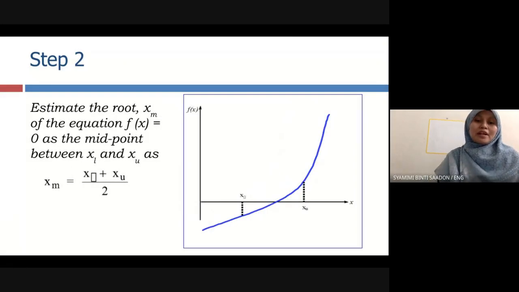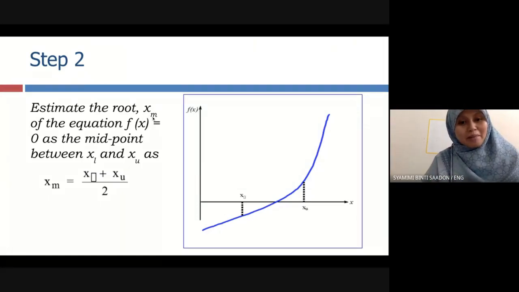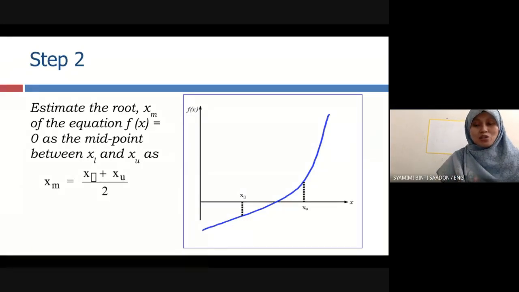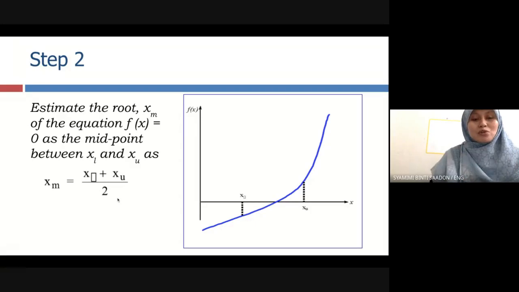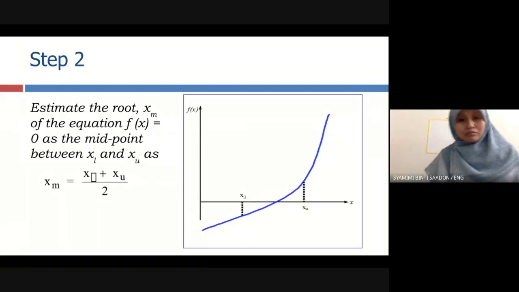Next, step 2, estimate the root. As I said just now, we halve the interval. Estimate the root XM, the midpoint of XL and XU. We assume that this midpoint that we choose is the solution, and then we iterate and continue. So we choose XM where XM equals XL plus XU divided by 2, and we assume that is XM.